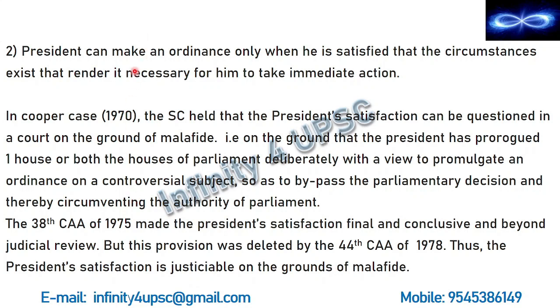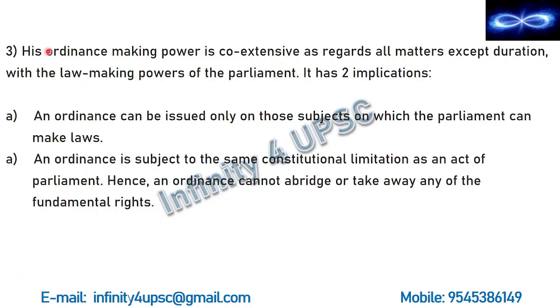So here we get a second limitation, that is, the President can issue an ordinance only when he is satisfied. And what is the judiciary saying? The judiciary as well as the Parliament, by the 44th Constitutional Amendment Act, says that the President's satisfaction is justiciable, that is, it can come under judicial review on the grounds of malafide.